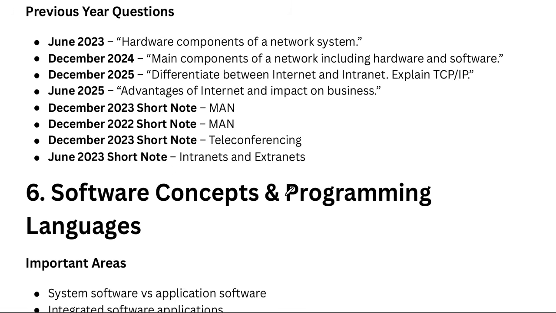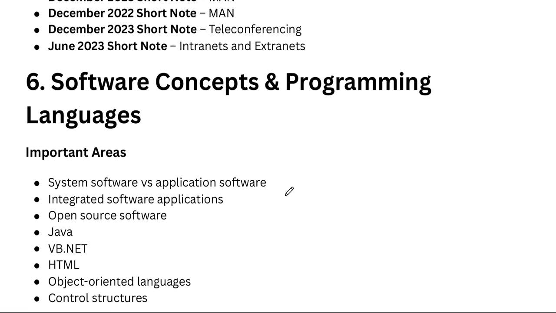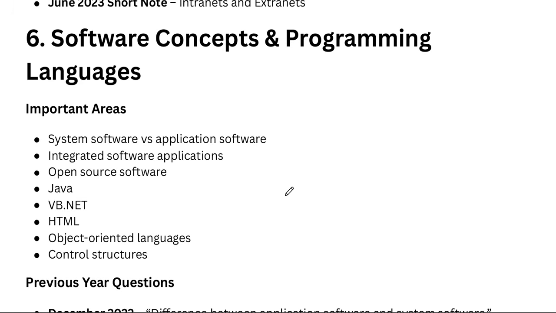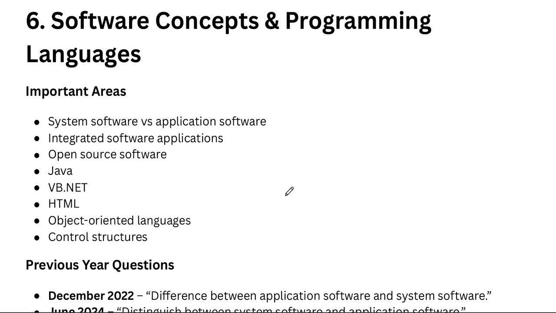The next topic is software concepts and programming languages. Now let's talk about software concepts. The important repeated questions are system software versus application software, like what are the main differences between system software and application software. The next topics are integrated software application, Java features, VB.NET, HTML features, and open source software.